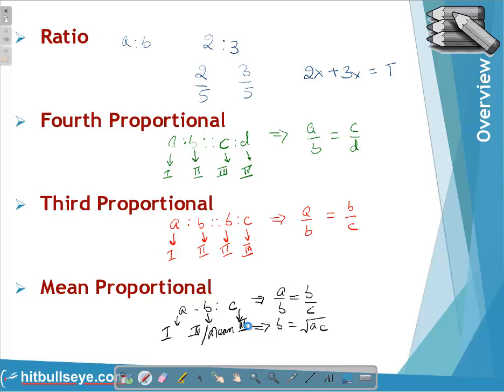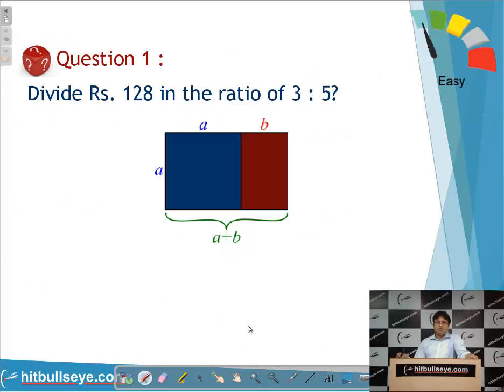Let us now see some questions based on these definitions. The very basic question says, divide rupees 128 in the ratio 3 is to 5. I explained in the definitions how to divide a total value in two given ratios. So we have two methods, and we are going to practice both.